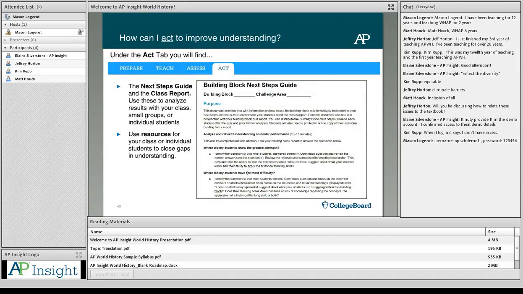You're also going to see under the ACT tab your next steps guide. What is the next step for each individual student or for your class? It's sort of the what now of all of this. And again, there are follow-up activities depending on how well a student did on the assessment. And these activities can be done individually, in pairs, or in groups. It's completely up to you.